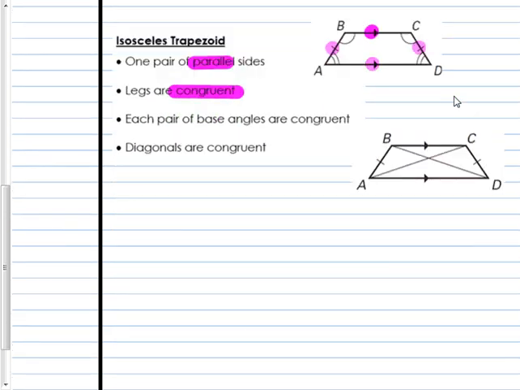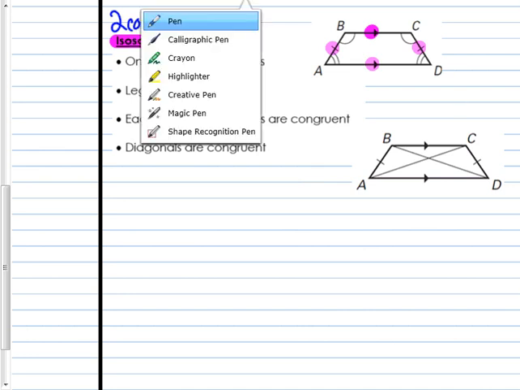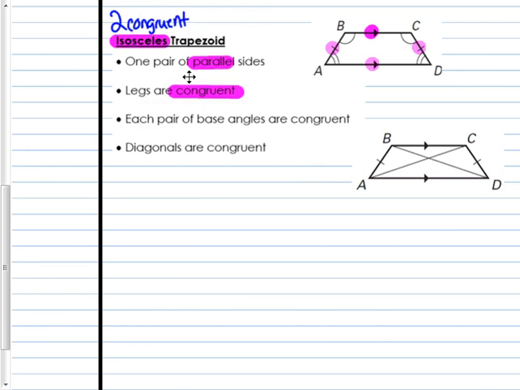But if it's an isosceles trapezoid, think about an isosceles triangle. An isosceles triangle has two congruent sides. An isosceles trapezoid also has two congruent sides. Each pair of base angles are congruent. So angle B and angle C, the two angles touching base BC, are congruent to each other. And then angle A and angle D, the two angles on base AD, are congruent to each other. And then lastly, the diagonals are congruent. That means BD is congruent to AC. Okay? They're congruent to each other.